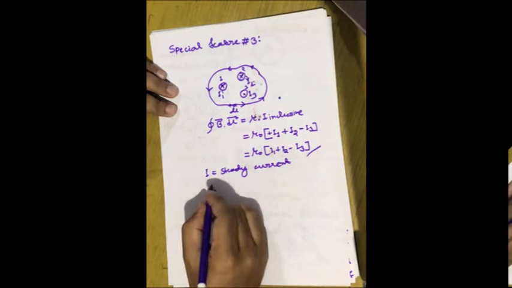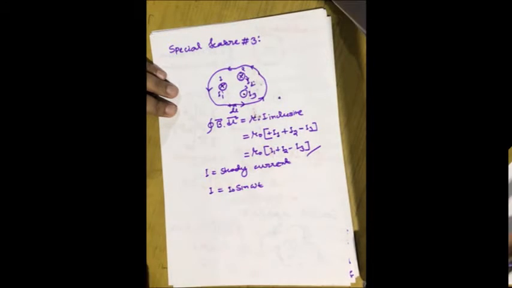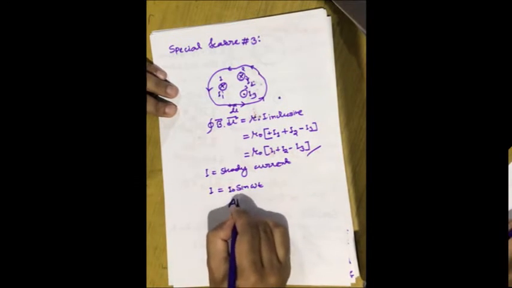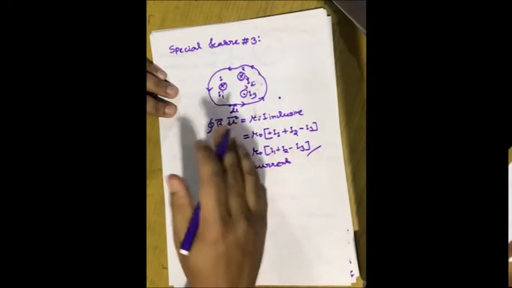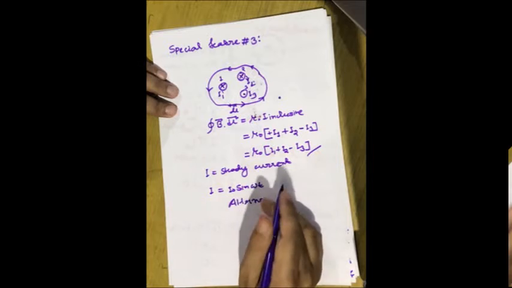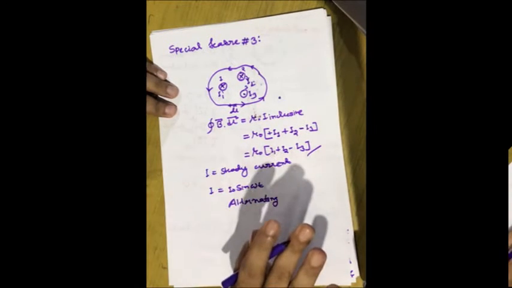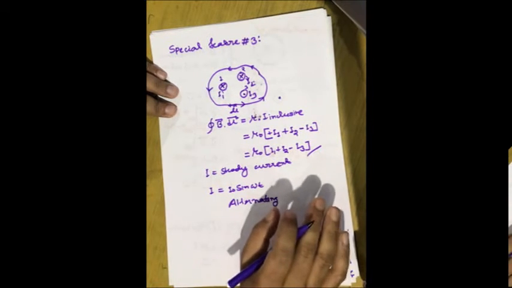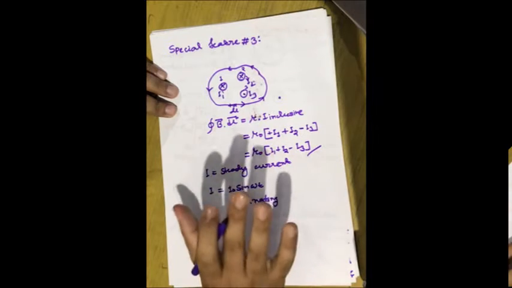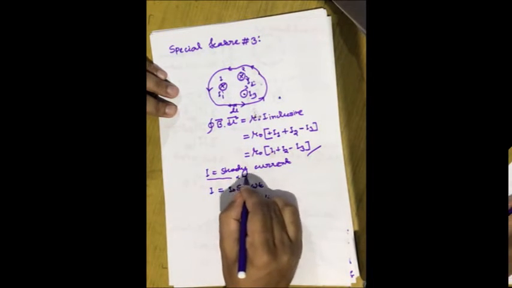But if the current varies like that, I is equal to I naught sine of omega t, this is known as the alternating current. Alternating current I am going to teach you after this part of magnetism is over. In case of alternating current, the Ampere circuital law is not valid. Then we have to add some term which is known as the displacement current. So for the time being, we are going to consider a current which is a steady current.